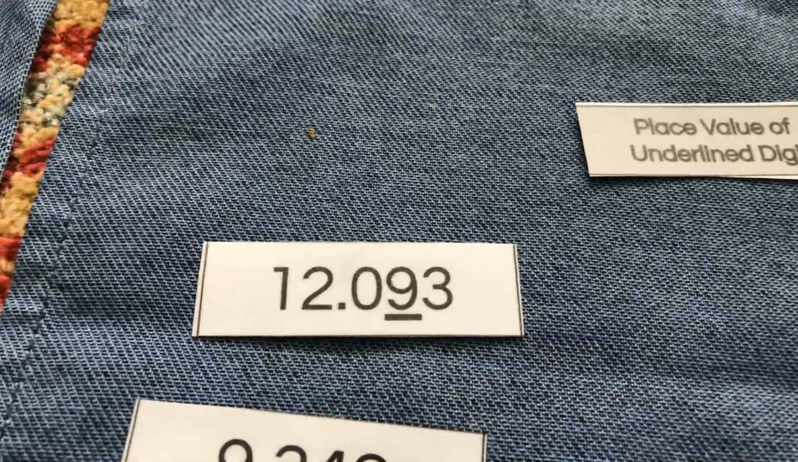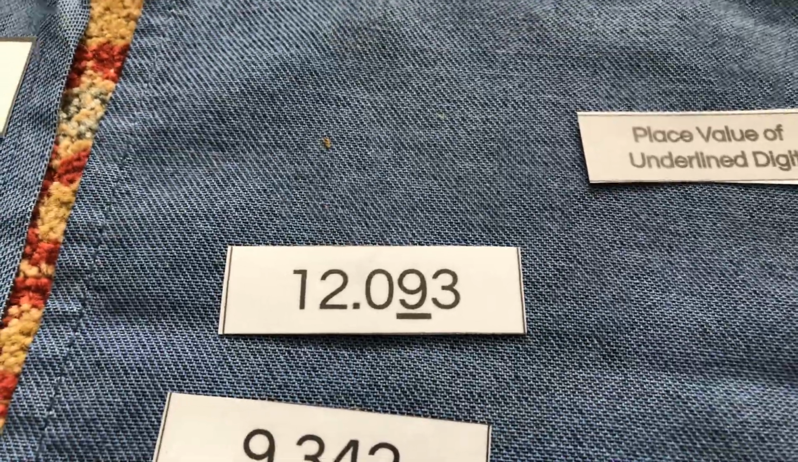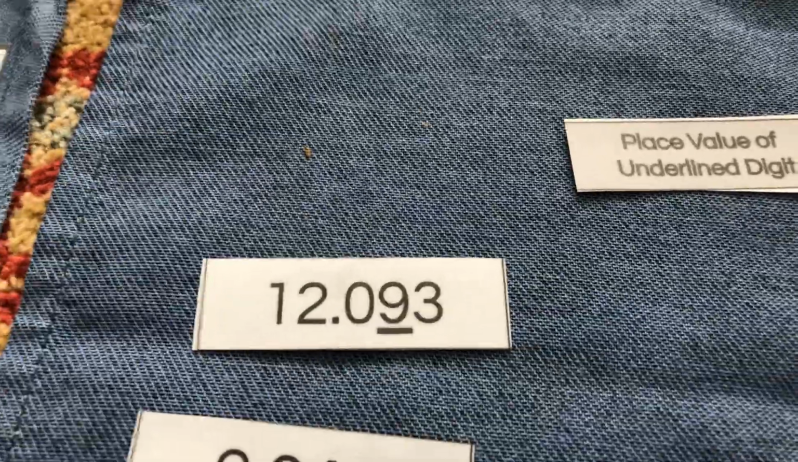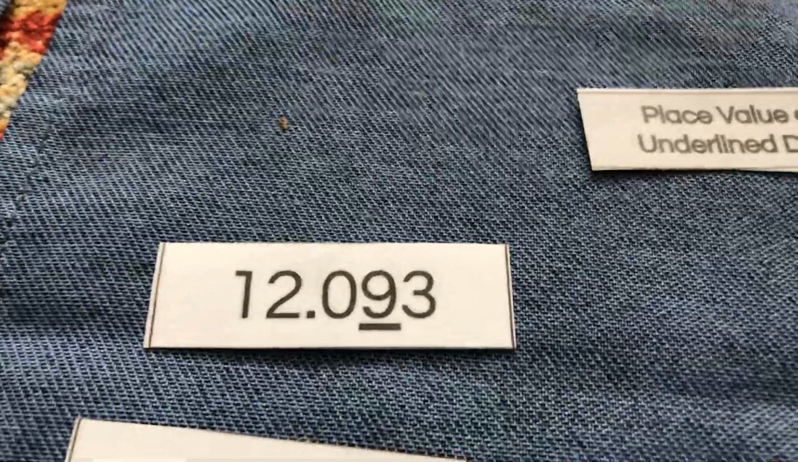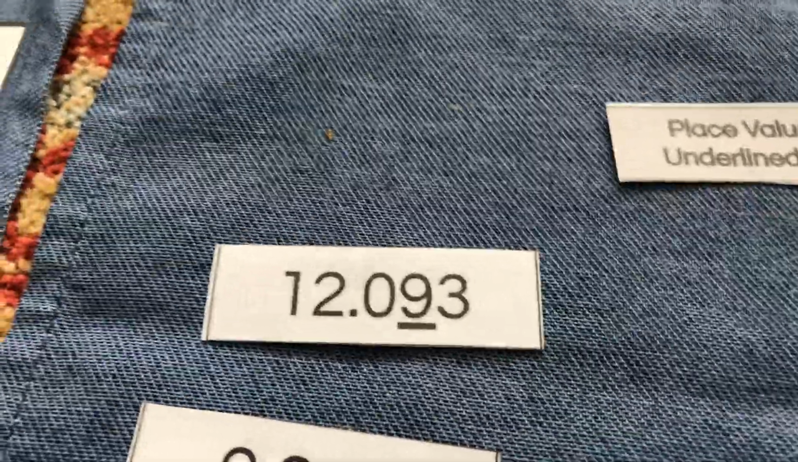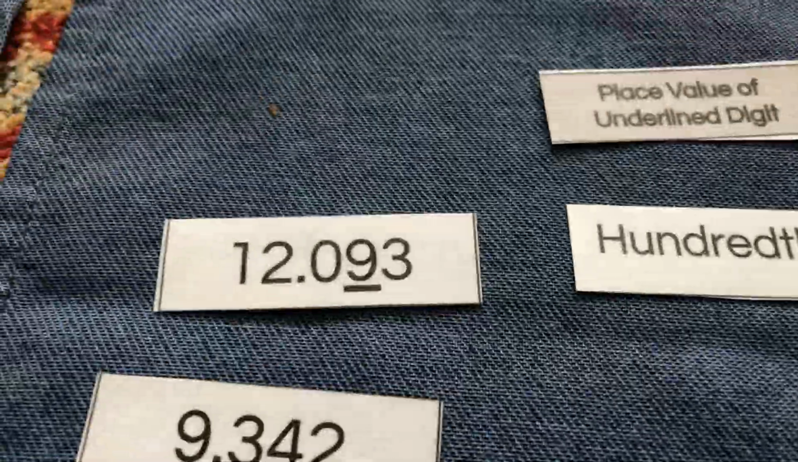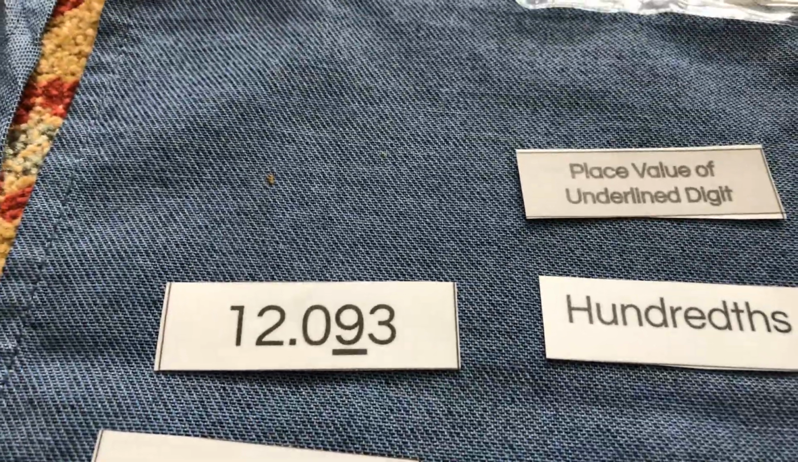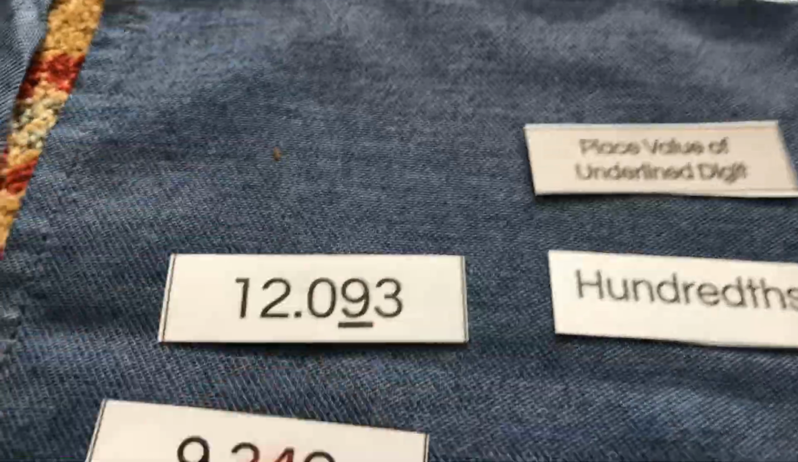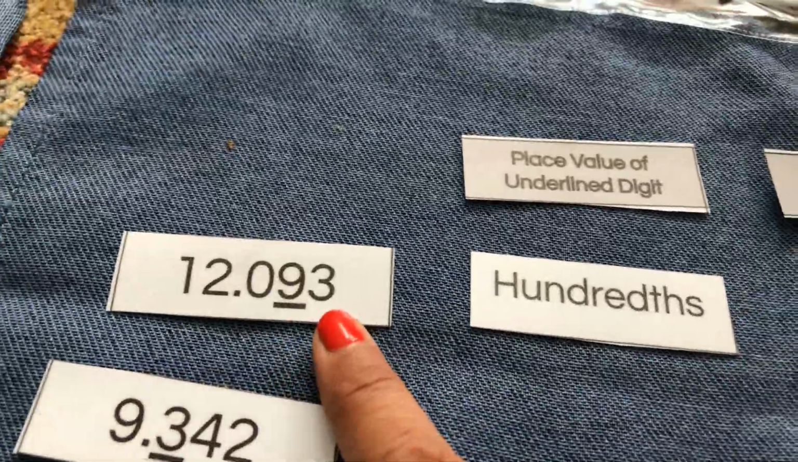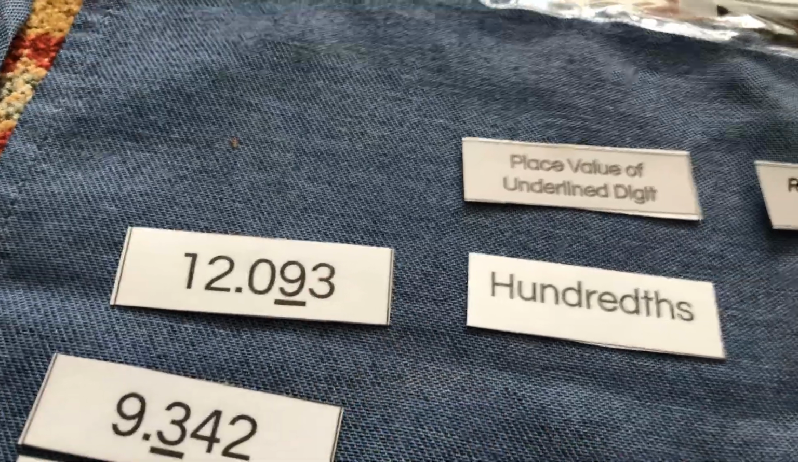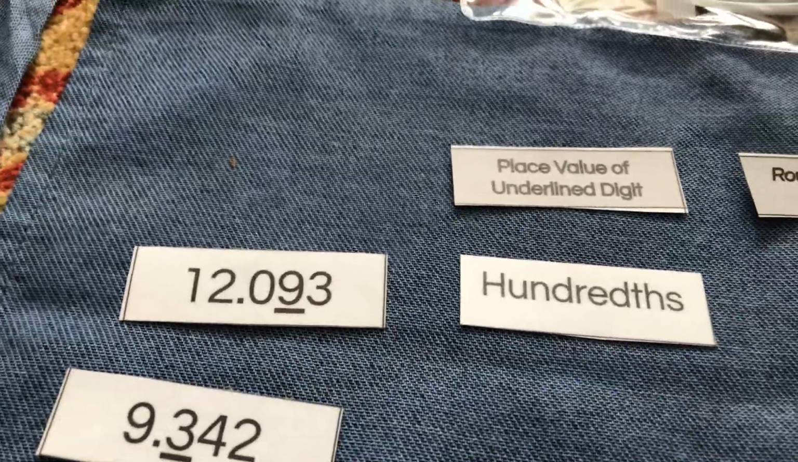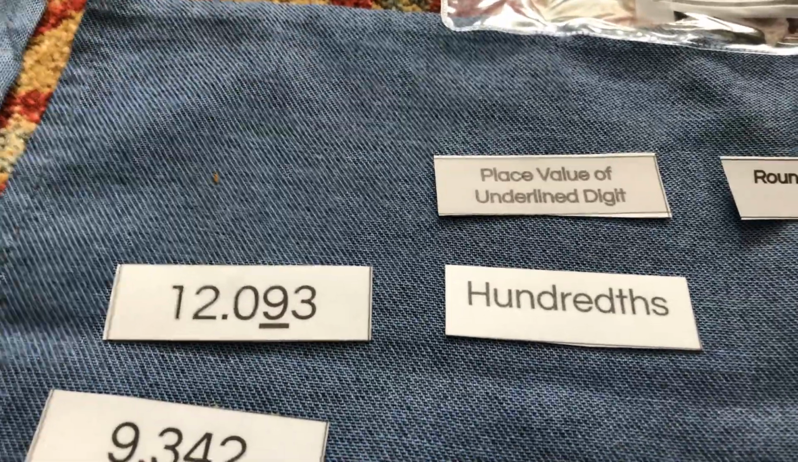That's 12 and 93 thousandths. The 9 is underlined. That place value is the hundredths place. So I'm going to take one of the cards from the place value that says hundredths and place it next to it. Now I'm going to round that to the nearest hundredths place. So I'm going to look at the thousandths place, which is a 3. So that means that 9 is going to stay the same. So my rounded number is going to be 12 and 9 hundredths.